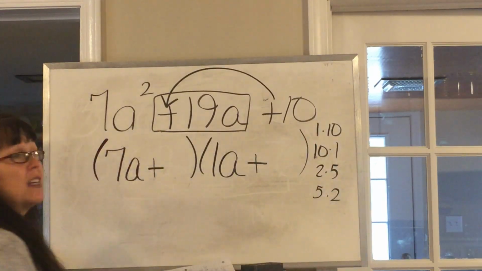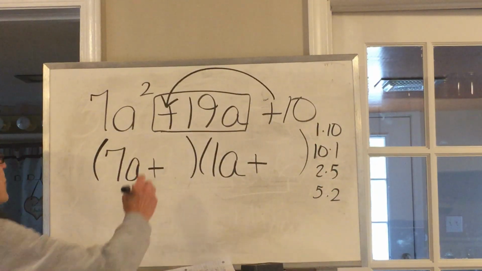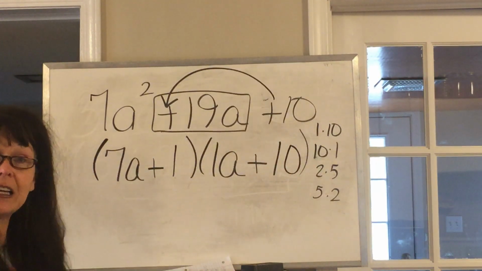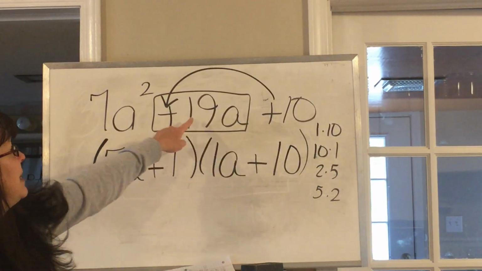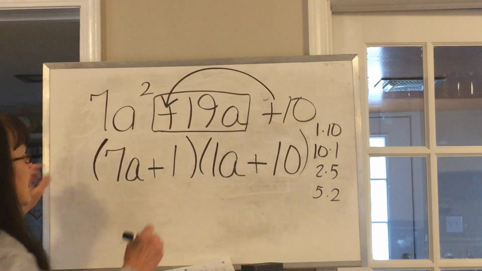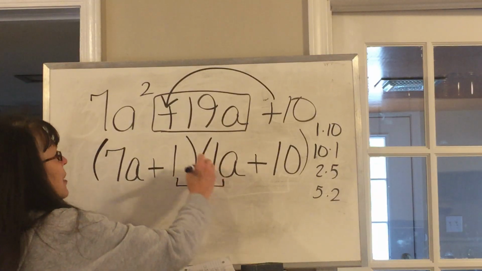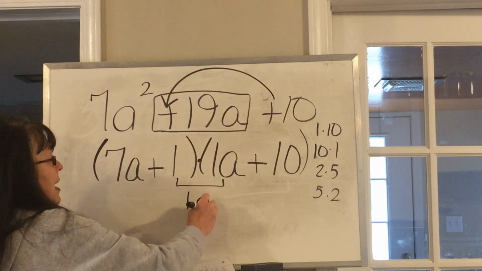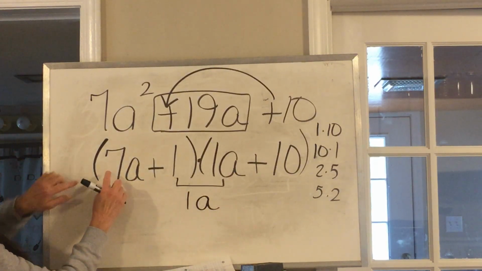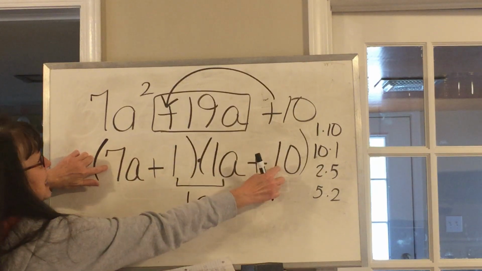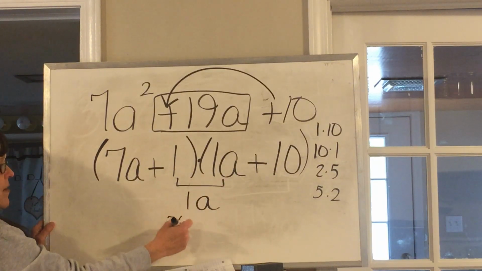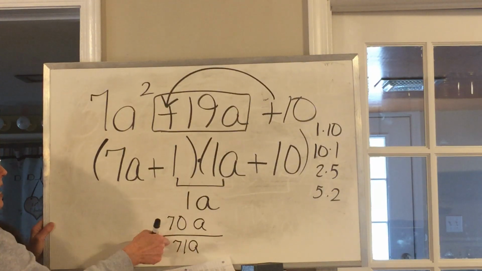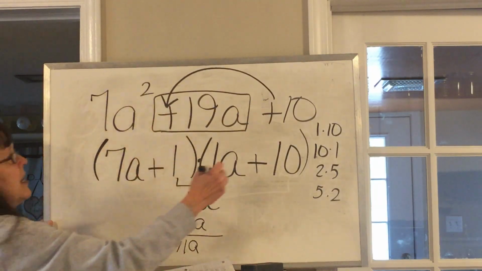And I'm just going to start with the top one. 1 times 10. Now you have to check it to see if it gives you that 19A in the middle. On the inside, you're multiplying. 1 times 1A is 1A. On the outside, you get 7 times 10. So that's 70. Bring down your A. That's going to give you 71A. That does not match the middle.